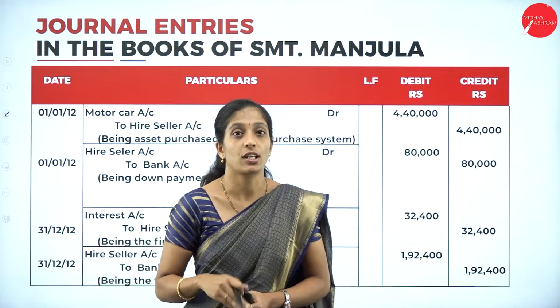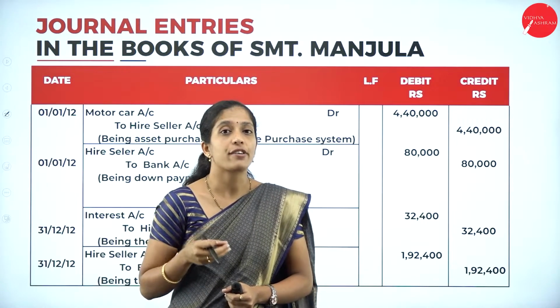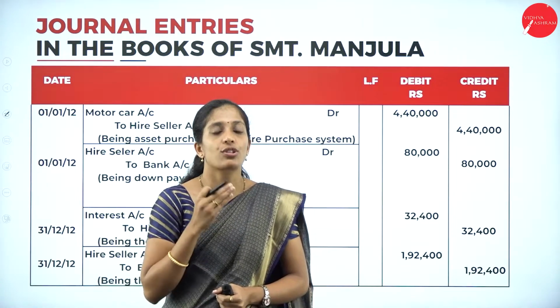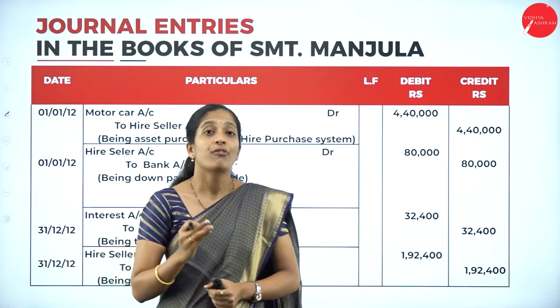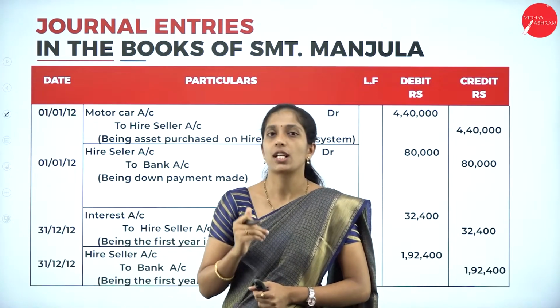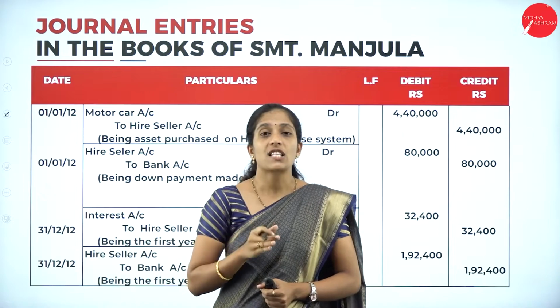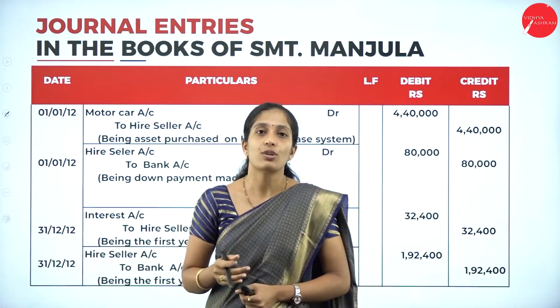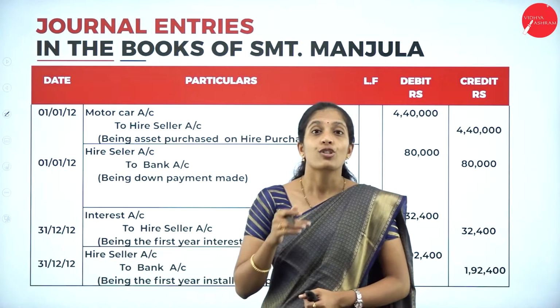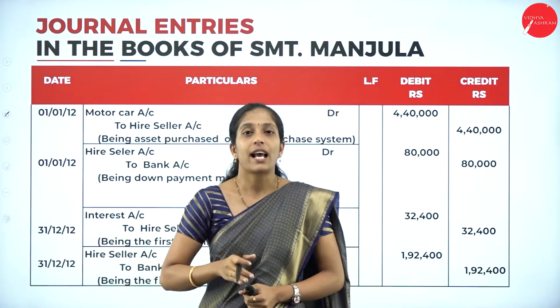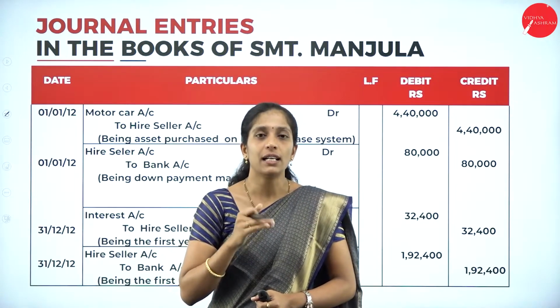Charging depreciation, because the asset is there in the hands of the hire purchaser. So she has to charge the depreciation. Fifth entry is for charging depreciation. Sixth entry is for transfer of interest and depreciation to profit and loss account. So these are the 6 entries that have to be recorded in the books of the hire purchaser.